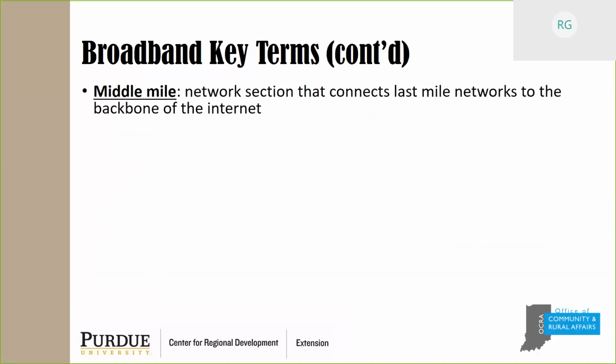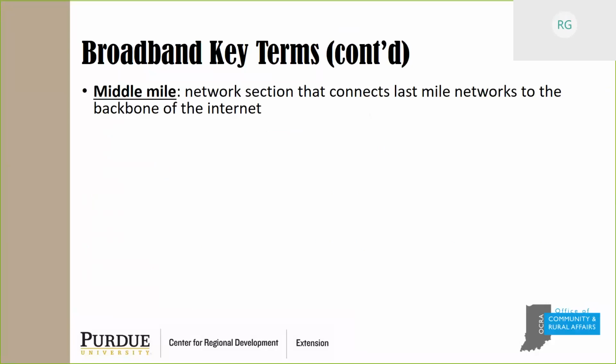More key terms: the middle mile. You're going to be hearing about this. You may already know about this, but this is the network section that connects the last mile to the backbone of the internet. So that's why it's called the middle mile. It's like the middleman, right? You have all the backbone of the internet behind you, then you have this middle mile. These are typically rings that go around a city, connecting police departments and hospitals and schools and whatever.